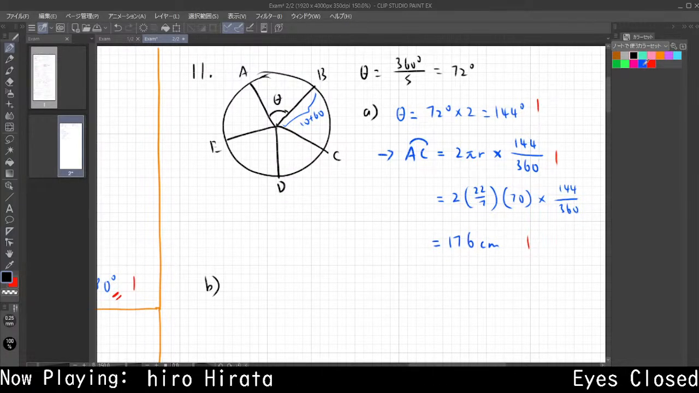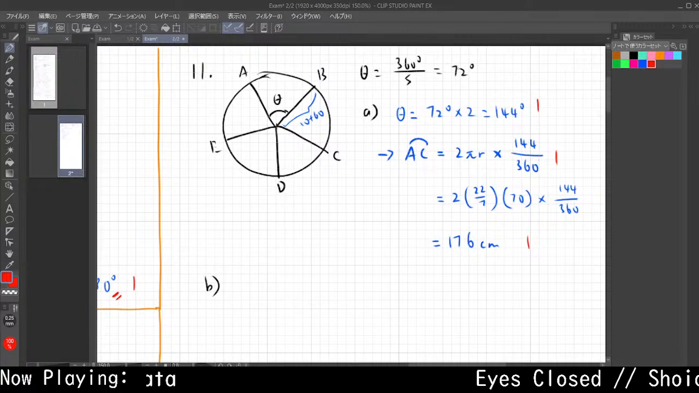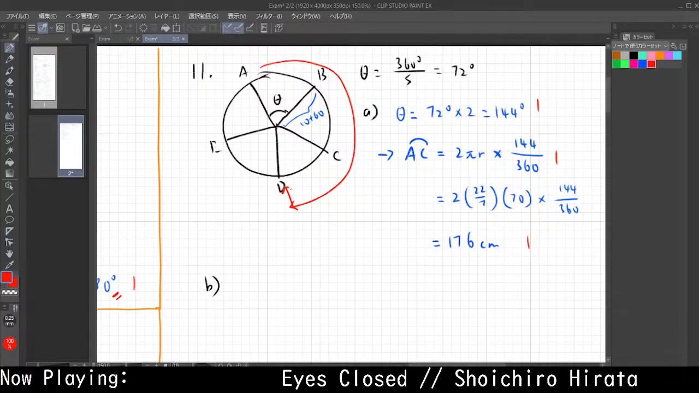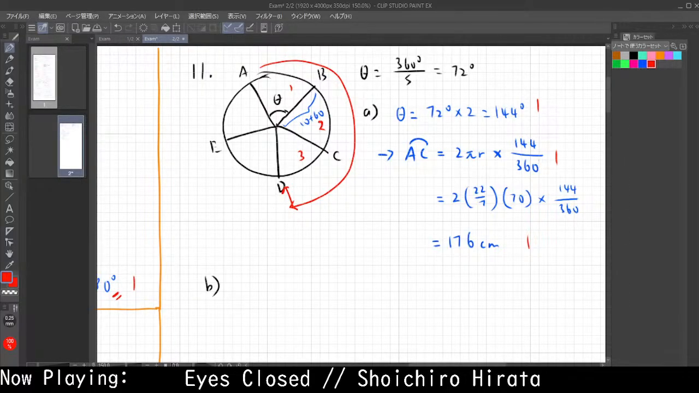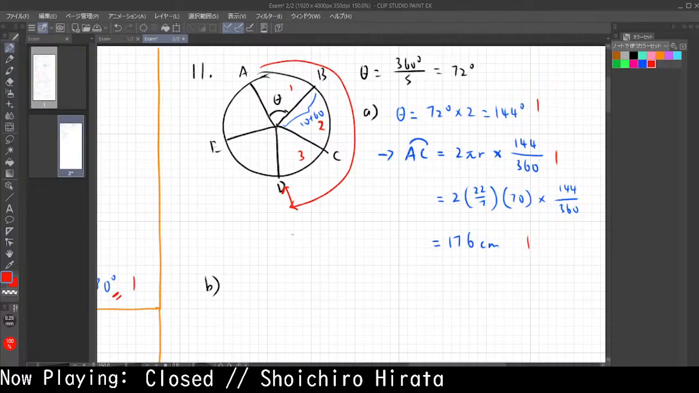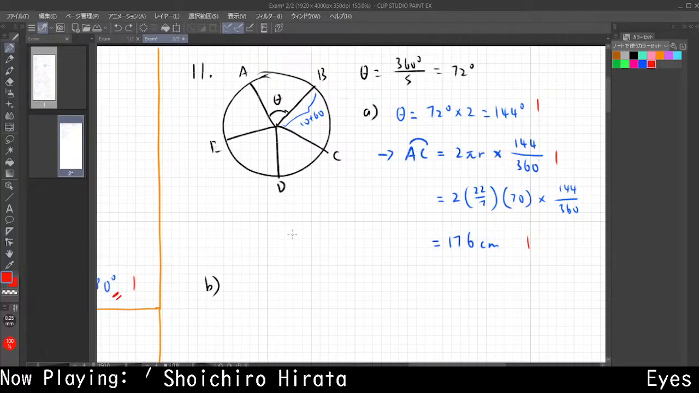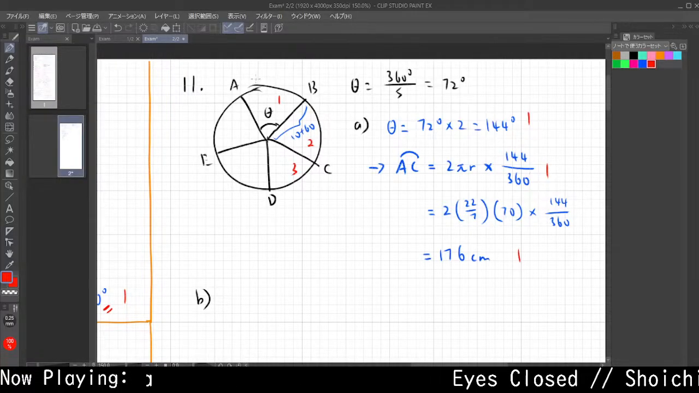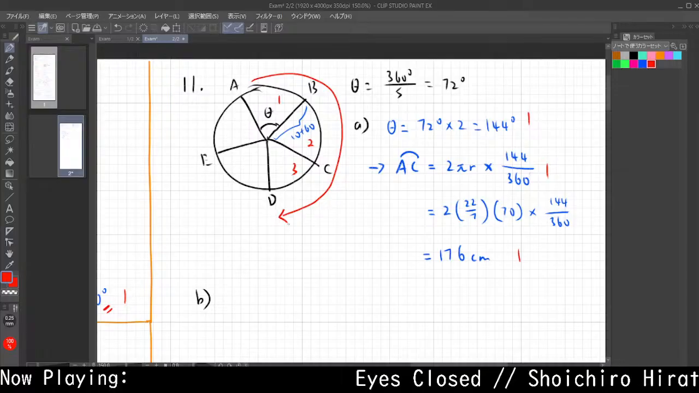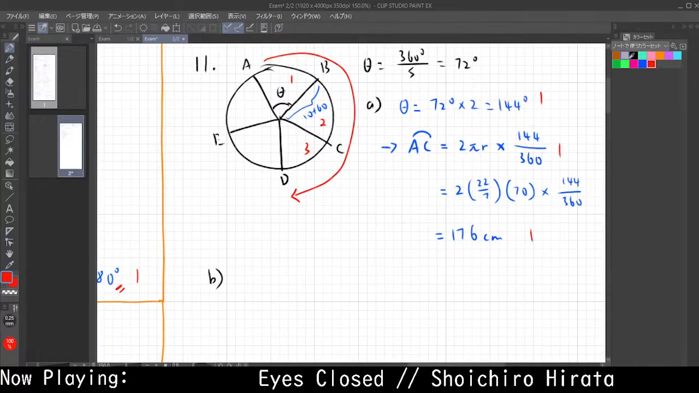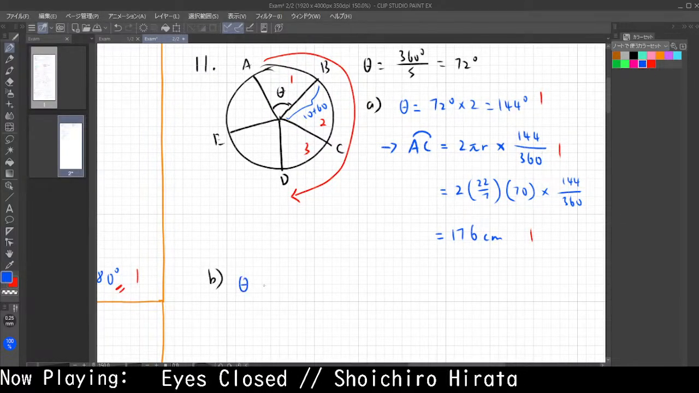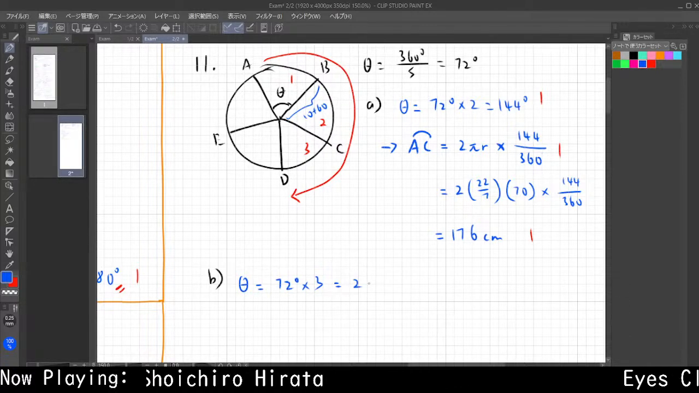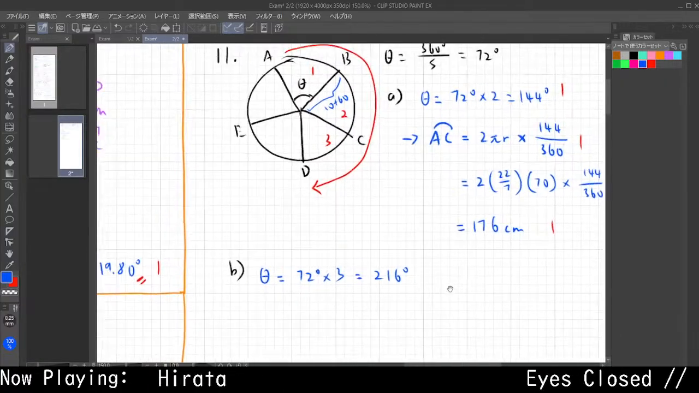So you go from, I'll just draw here, you go from here to here to here, and then you stop here. So you go through 1, 2, 3 sectors. Okay, you go through 3 sectors. Okay, so I'll just draw this. So your degree used in this case will be 72 times 3. So you get 216.